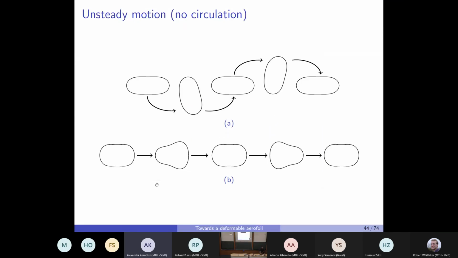So if you couldn't see that a minute ago, this is showing you what was being seen in those movies. The arrows indicate the evolution of time.